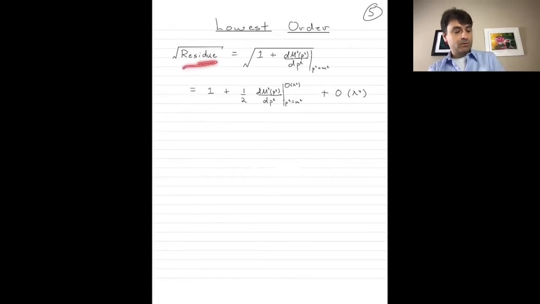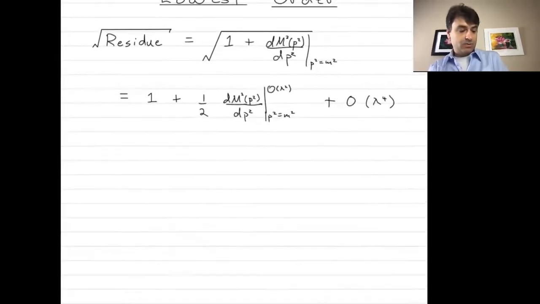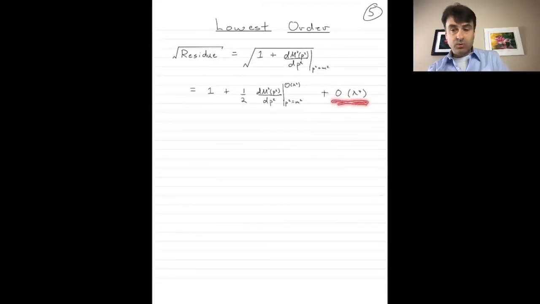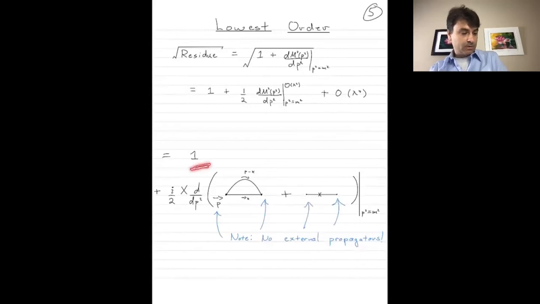Square root of residue would be square root of 1 plus this derivative with p squared equal to m squared. If we expand that square root, then we just get a 1/2 in front of the derivative. And you could imagine calculating it to order lambda squared if we're in lambda phi cube theory. Then there would be order lambda the 4th corrections that we might neglect. And what would you calculate diagrammatically? Well, you'd have 1 plus, and then the m squared is i times the 1 particle irreducible graphs.